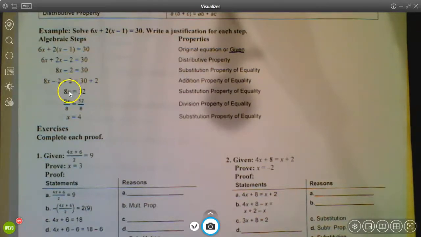I would also be okay with the word simplify or the phrase combine like terms. So any of those would be okay in my book. From here, we would divide both sides by 8. So notice they are showing that step.